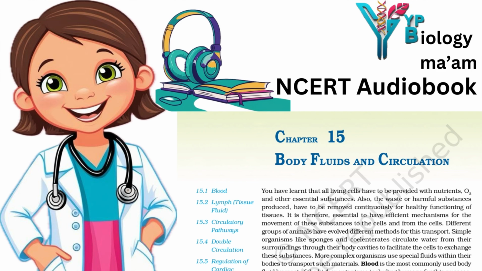In this chapter, you will learn about the composition and properties of blood and lymph, that is tissue fluid, and the mechanism of circulation of blood is also explained herein. 18.1 Blood. Blood is a special connective tissue consisting of a fluid matrix, plasma, and formed elements. 18.1.1 Plasma. Plasma is a straw-colored viscous fluid constituting nearly 55% of the blood.